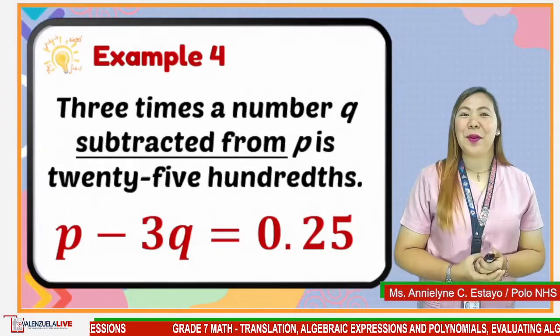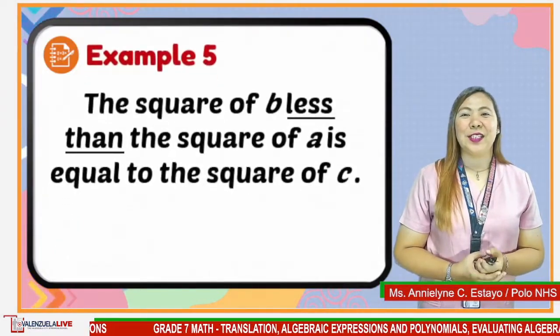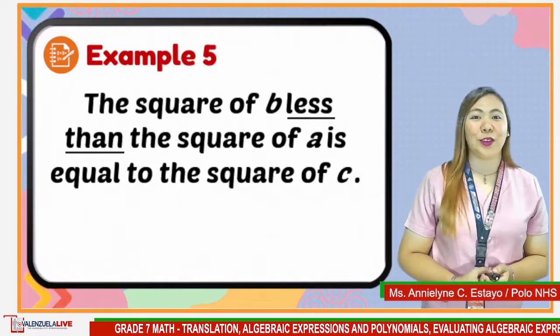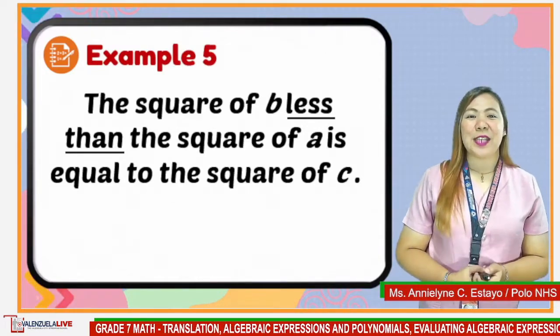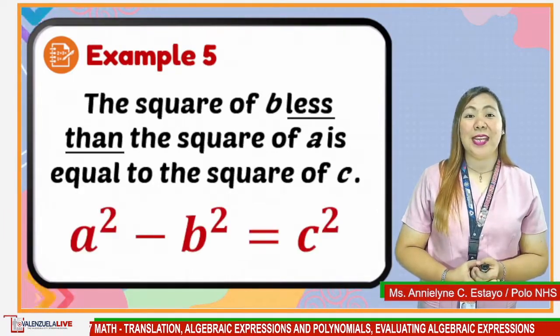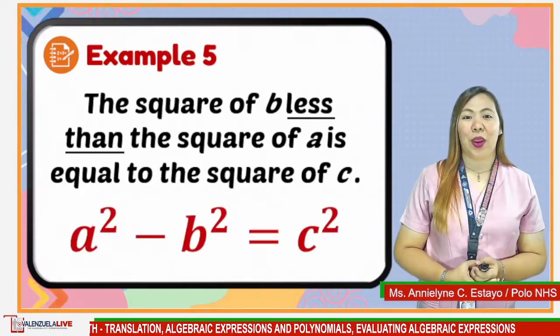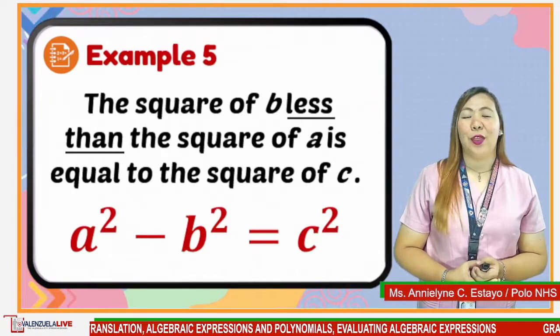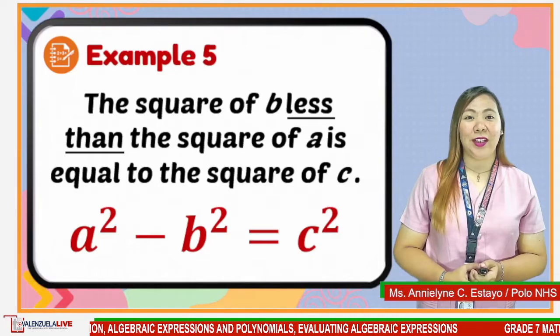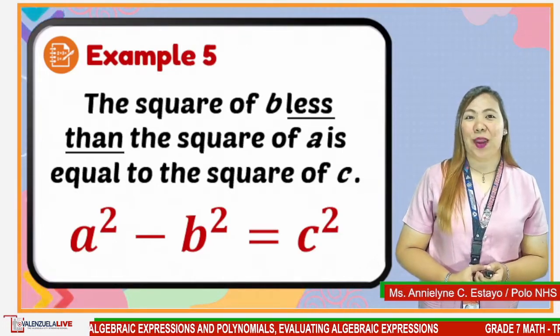For example number 5, the square of b less than the square of a is equal to the square of c. Same thing with the previous example. a squared is the minuend and b squared is the subtrahend. Therefore, we have a squared minus b squared equals c squared.